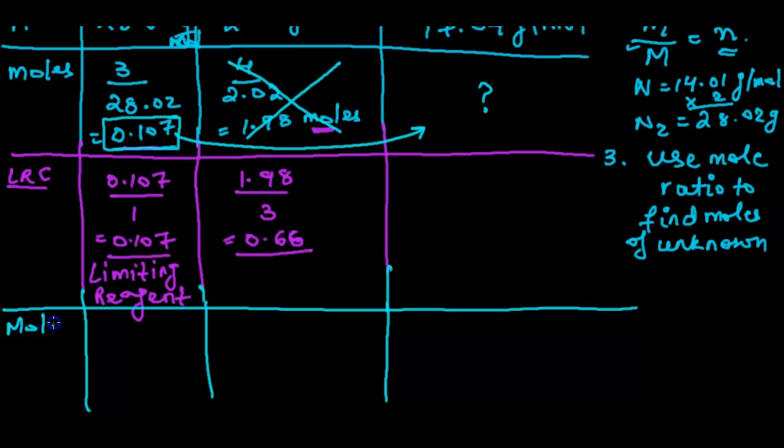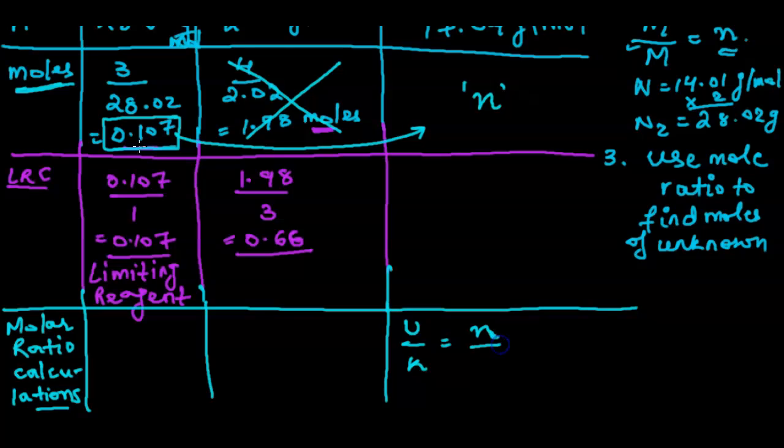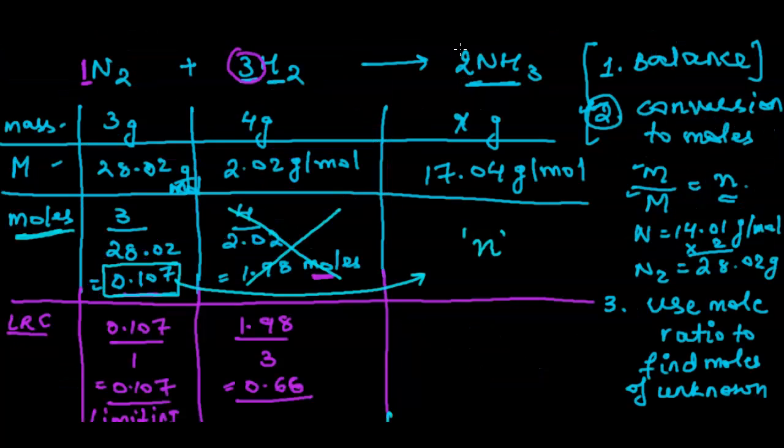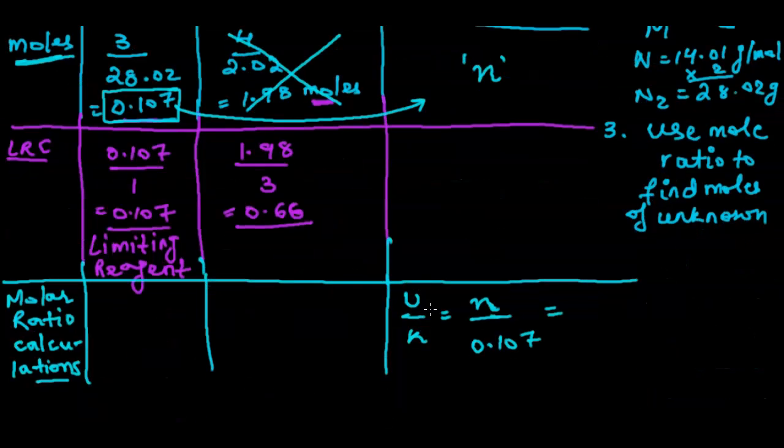Now to do that, we would do molar ratio calculations. For doing molar ratio calculations, all we have to do is just take the unknown moles divided by the known moles. Let's call these unknown moles N. So we would put unknown as N. Known moles that we obtained was 0.107, and we are using the moles of nitrogen, not the hydrogen, because nitrogen is the limiting reagent. And we put this ratio equal to the ratio of the balancing numbers. And the balancing numbers we have is 2 for ammonia, 1 for nitrogen. In the same form, unknown over known form, 2 for ammonia over 1 for nitrogen.